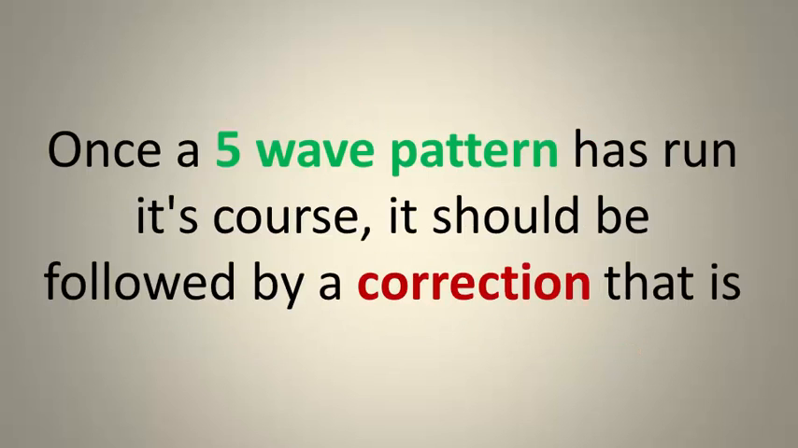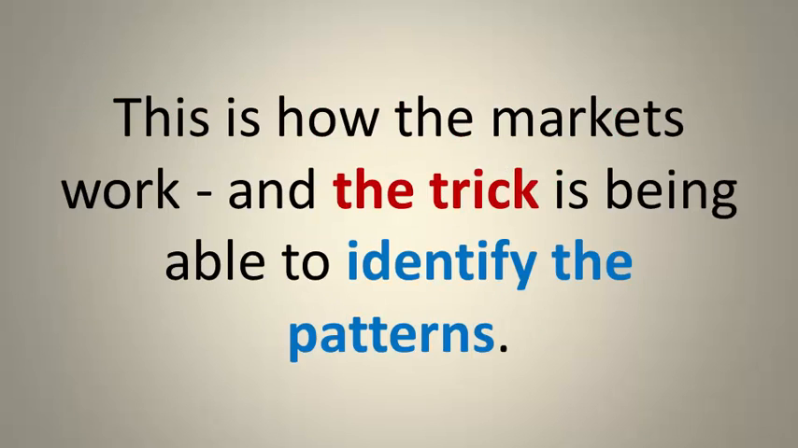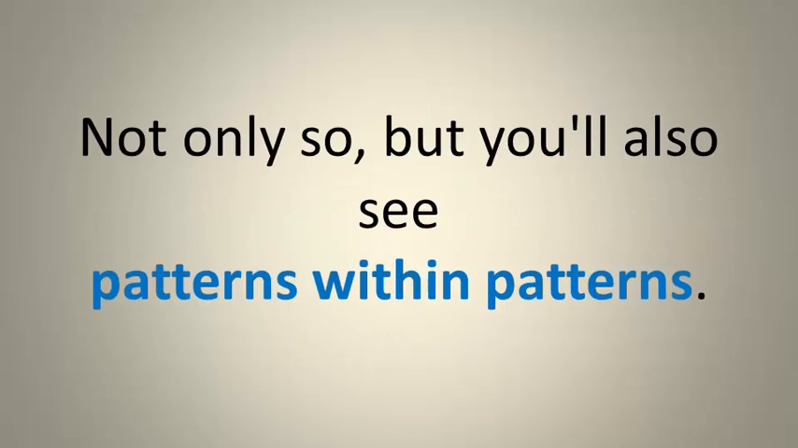Once a 5-wave pattern has run its course, it should be followed by a correction that is greater in time and price than any correction, that is, wave 2 and 4, within the original 5-wave trend. This is how the markets work, and the trick is being able to identify the patterns. Not only so, but you'll also see patterns within patterns.